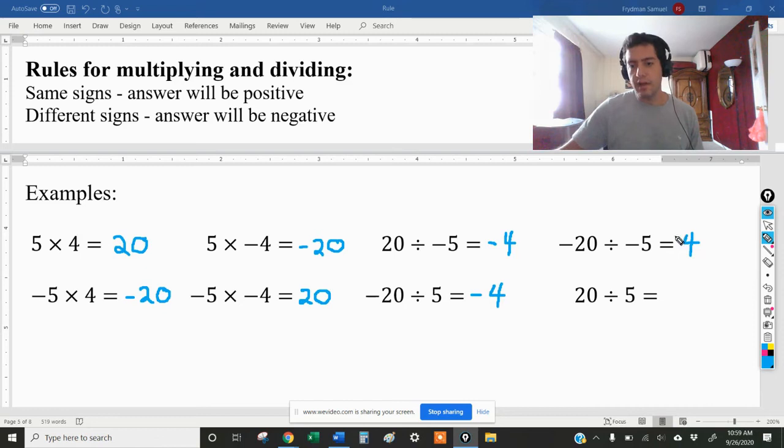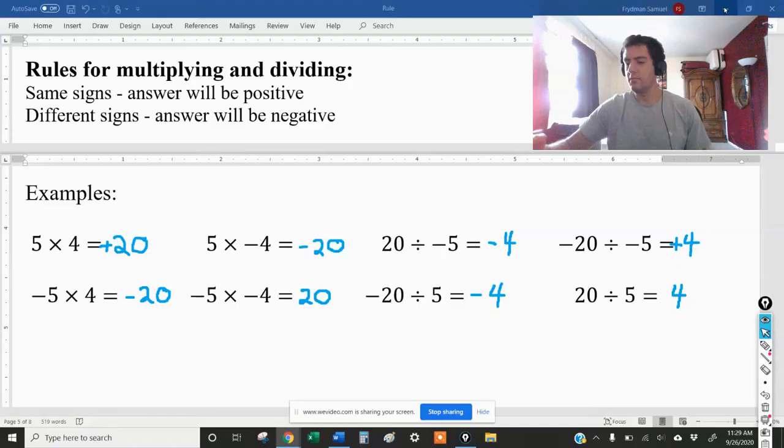I could be writing a little plus symbol in here if I wanted to for all these positive ones. You could do that. You don't have to. People usually don't write the positive symbol, but you could if you wanted to. And finally, the last one, I have a positive divided by a positive. So these signs are the same. So the answer will also be positive. Okay, so that will be a positive 4.